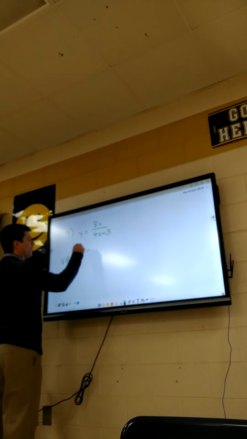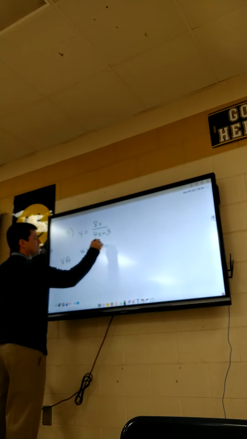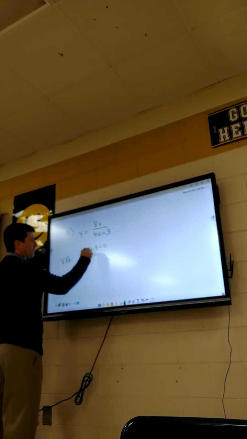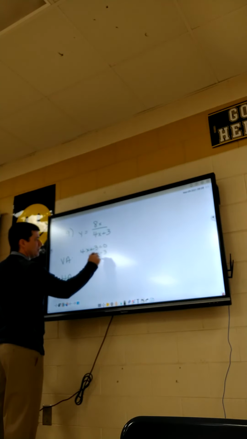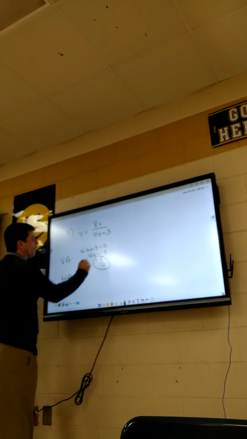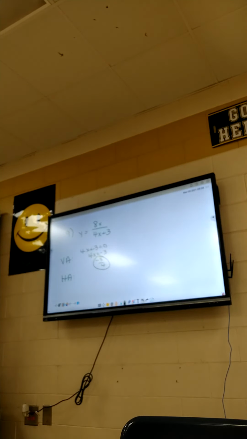All right, so if y'all got 4x plus 3 equals 0, move that over. 4x equals negative 3. All right, I got negative 3 over 4. And again, that might be enough in the morning to get the answer right, just being able to find the vertical. All right, the vertical is the one everybody can find. The horizontal is the one you guys forget.